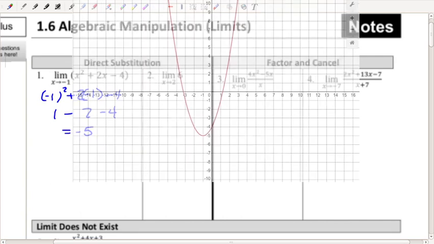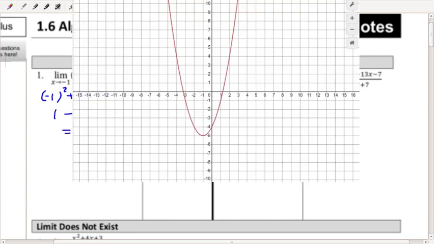Why do we get a negative 5? We pull up the graph and we see that as x goes to negative 1, coming in from the right side, coming in from the left side, we end up with this point at negative 1, negative 5. So here's your graph, a parabola, we go towards negative 1, y value of negative 5. Remember, that's what this means in terms of the graph.